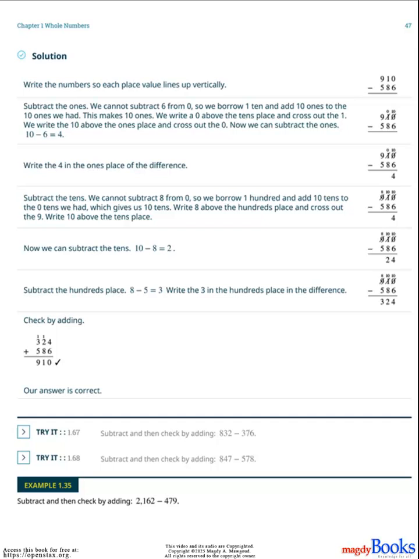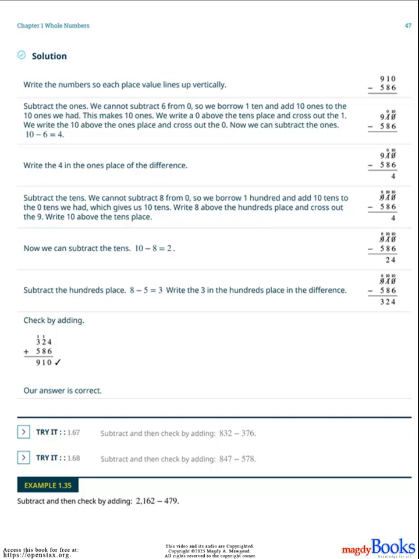2.2. Subtract the tens. We cannot subtract 8 from 0, so we borrow 1 hundred and add 10 tens to the 0 tens we had, which gives us 10 tens. Write 8 above the hundreds place and cross out the 9. Write 10 above the tens place. Now we can subtract the tens. 10 minus 8 equals 2.